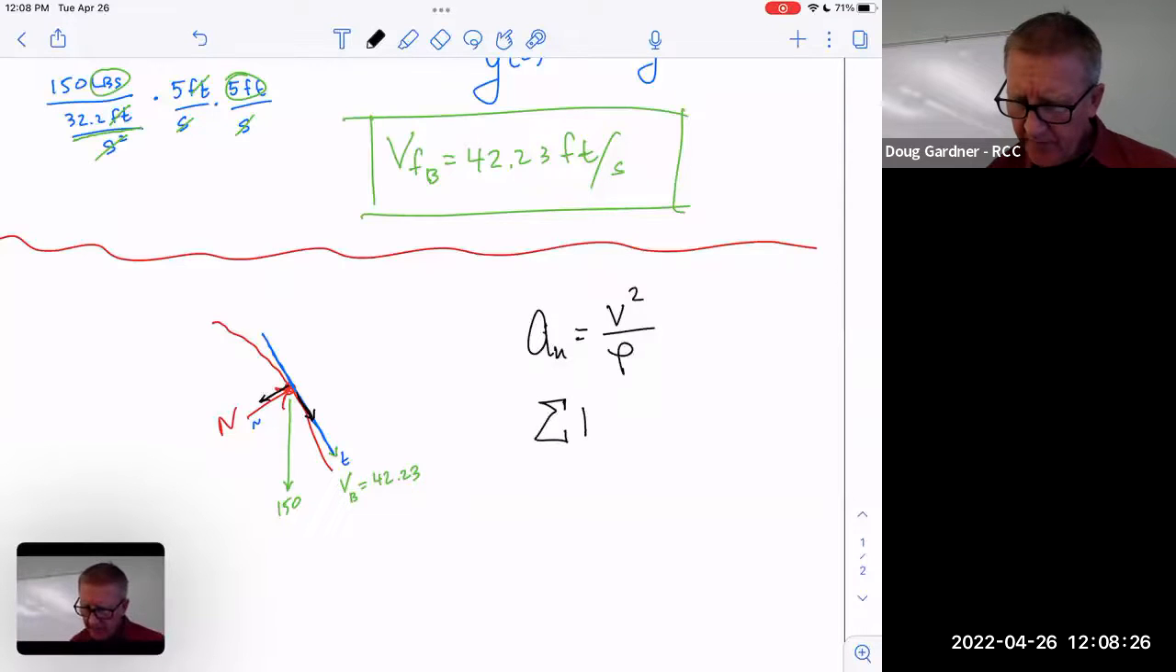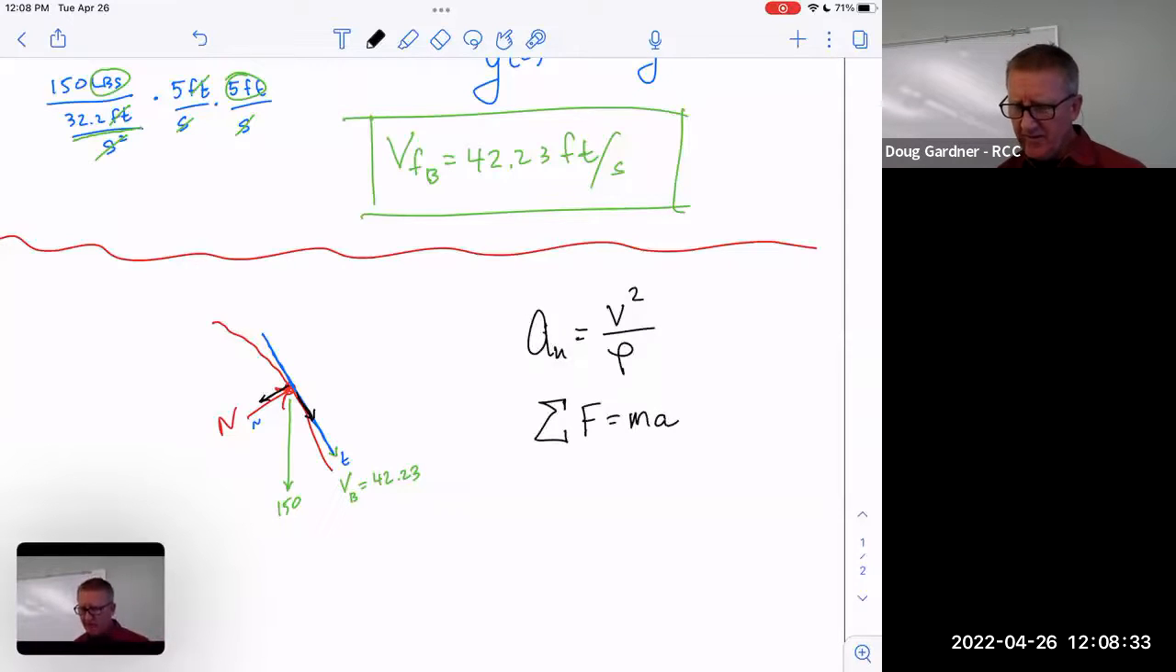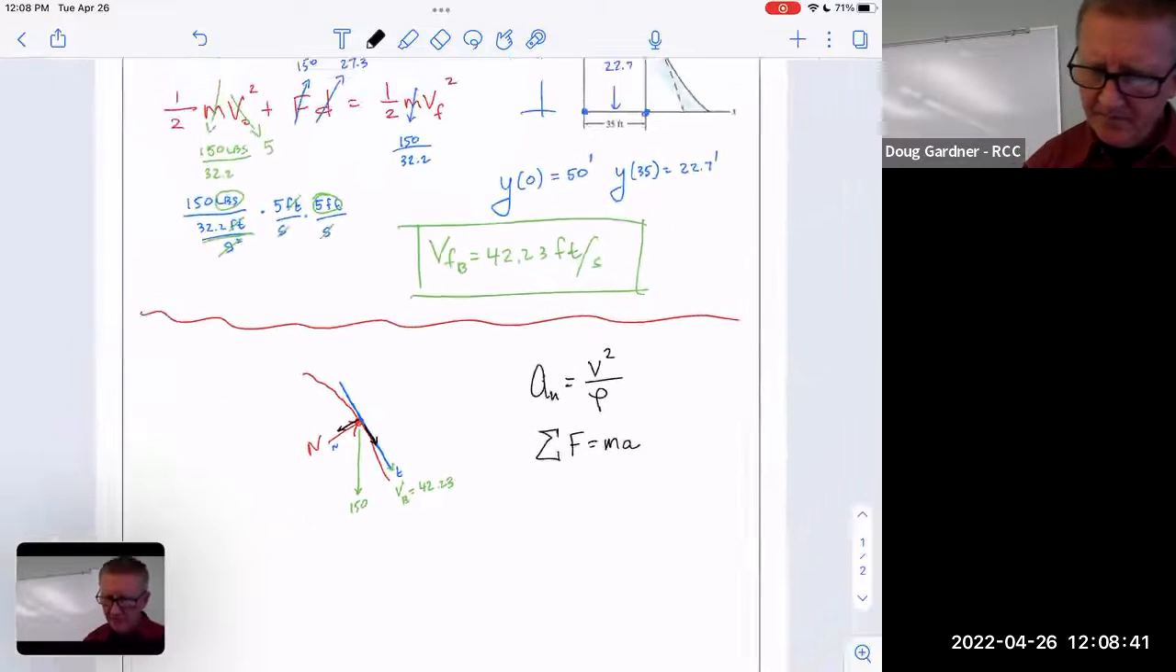Yeah, and I've got the sum of the forces equals mass times acceleration in tangent and in normal. So I've got kind of those tools. But it seems like I have to know the angle, don't I? I think I don't have a choice but to kind of do calculus.